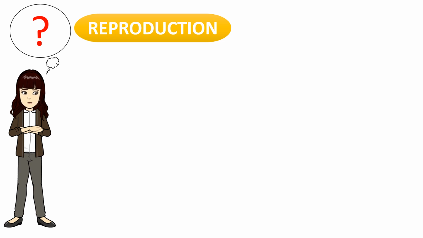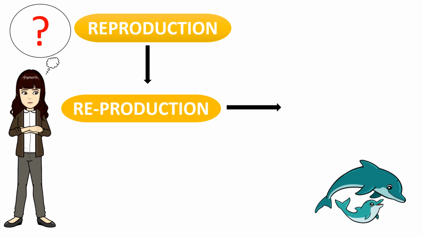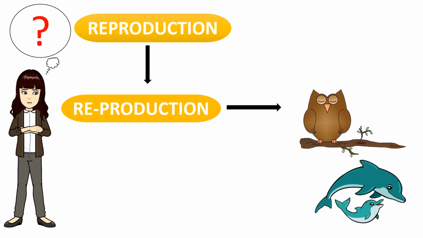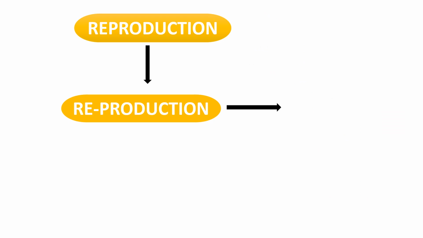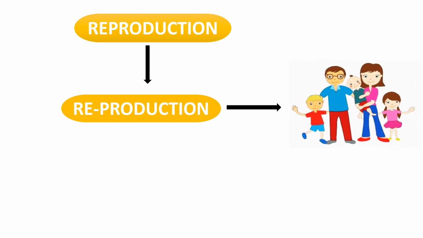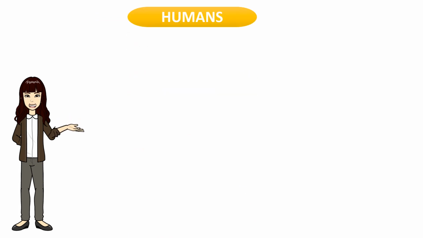First of all, what do we mean by reproduction? If we split the word, we get reproduction, which means production of new organisms. The process of producing more of their own kind. For example, a dolphin gives birth to a baby dolphin, an owl gives birth to an owlet, a tiger gives birth to a cub, and human beings give birth to a human baby. So this is called reproduction. All living organisms reproduce sexually or asexually.